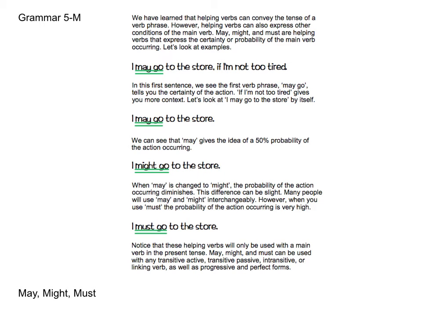Remember that when you use these, you'll notice that the main verb is generally in a present tense. You could say, I go to the store, and then I must go to the store gives us more context of me going to the store. Whereas if we look at it with other types of verb forms, you could still use it with progressive and perfect. But when it's just one of the simple tenses, it's most likely going to be with present tense.